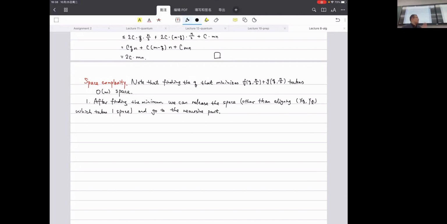So the first thing that we do in this divide and conquer is that we call the original algorithm, as we discussed. It takes the space complexity O(N). But after doing that, we can release the space, and other than storing this value of x_q y_{N/2}, taking one space, we go to the recursive part. And the remaining thing is that we need to be careful about the space complexity of the recursion. So for the second point, we then recursively compute the shortest path.